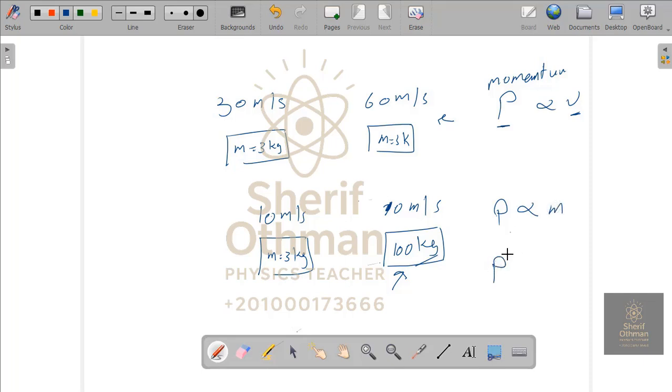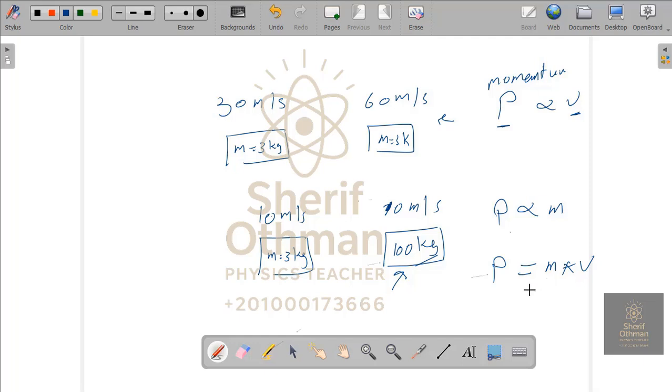The momentum is a physical term which depends on velocity and mass. So, we can write the relation as P equals M multiplied by V. Momentum is equal to the object mass multiplied by its velocity. As we said before, the momentum measures how hard it is to stop a moving object. As the mass of the object increases, it's harder to stop the moving object. If its velocity increases, it's also harder to stop the moving object.